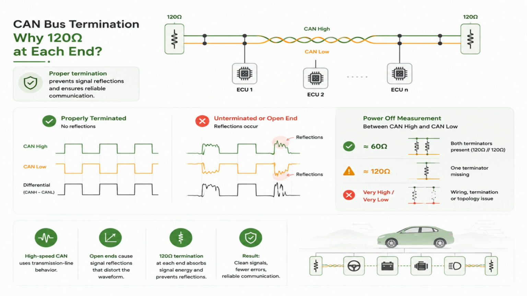With the vehicle powered off, technicians often measure roughly 60 ohms between CAN high and CAN low because the two 120 ohm resistors appear in parallel. This is a useful diagnostic clue. If you measure approximately 120 ohms, one terminator may be missing. A very different reading may indicate wiring, termination, or topology problems. The exact diagnosis still depends on the network architecture, but the 60 ohm check is one of the most useful beginner CAN diagnostics.